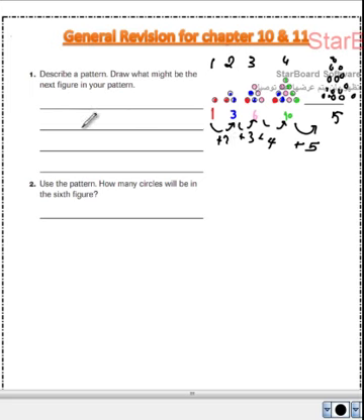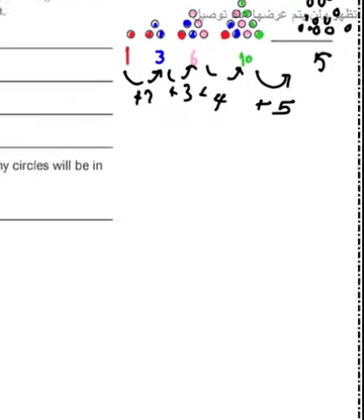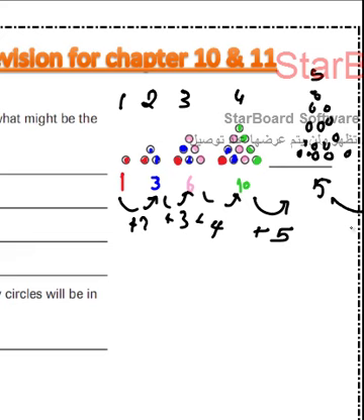Yes, now I described it. Let's go to question 2. Use a pattern. How many circles will be in the 6th figure? In the 6th figure, this is 1 figure. First figure, second figure, third figure, fourth figure, fifth figure, sixth figure. What should it be? When I increased, it was 2, 3, 4, 5. Great, I will increase 6.